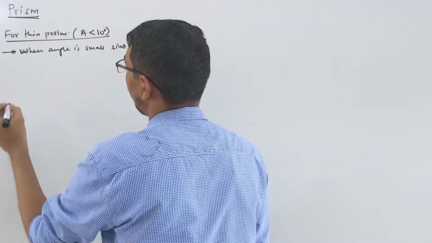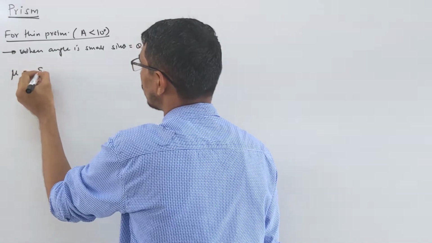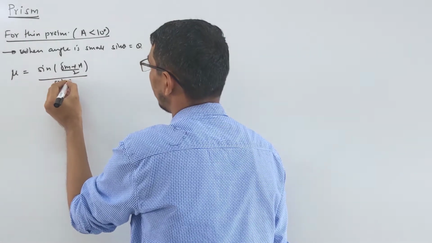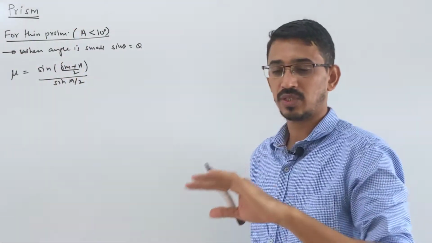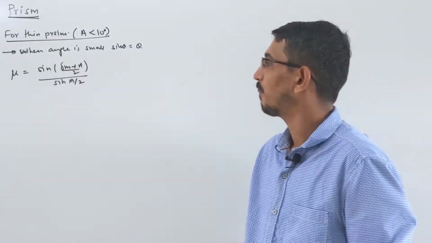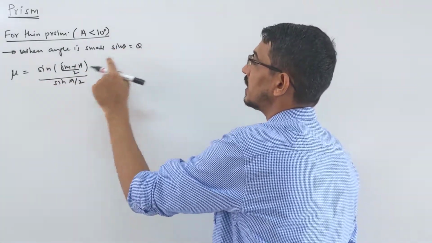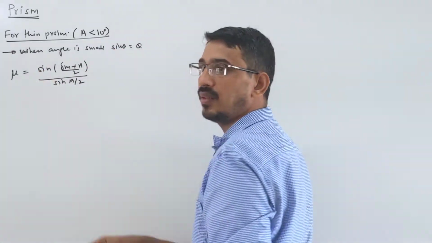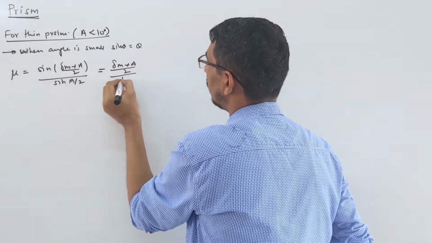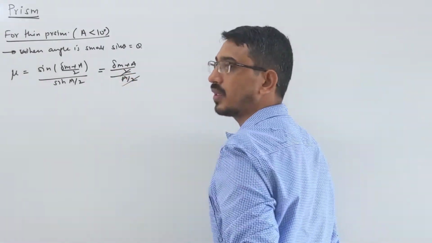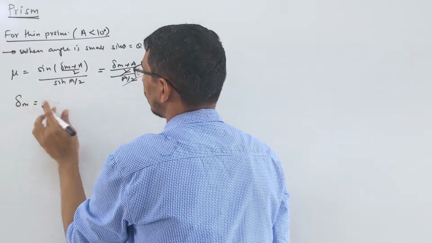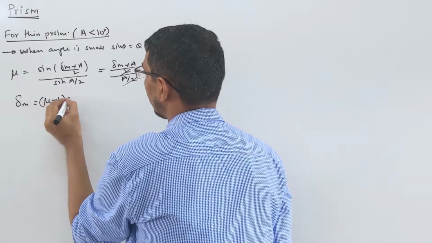Look at our deviation formula: mu is equal to sine of (delta m plus A) by 2 divided by sine A by 2. We need this condition because the next topic we will learn, dispersion, deals with thin prisms only, where the angle of the prism is very, very small. So sine theta is equal to theta itself, which means instead of sine theta we write theta here. Then you say (delta m plus A) by 2 divided by A by 2. This gets cancelled, cross multiply, and we get delta m equals (mu minus 1) into A.